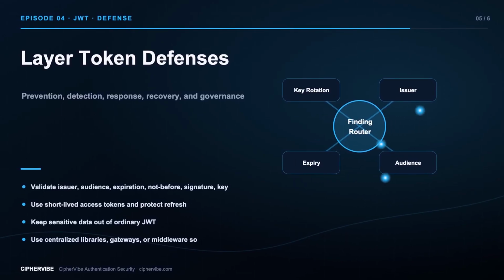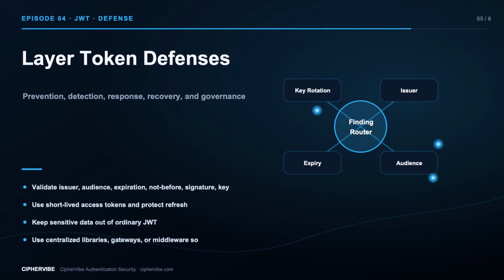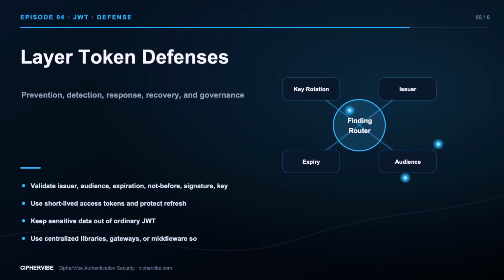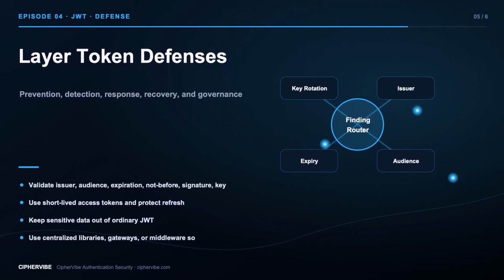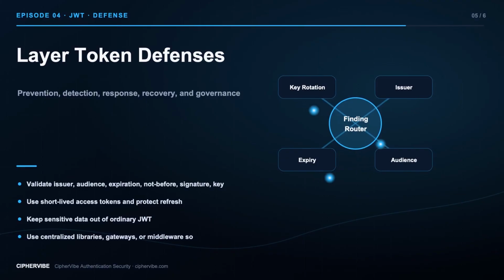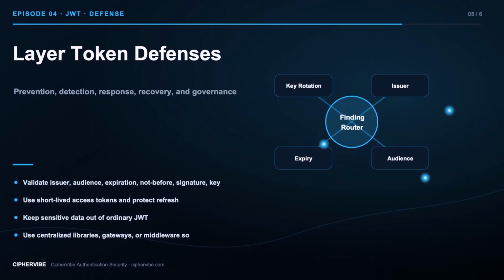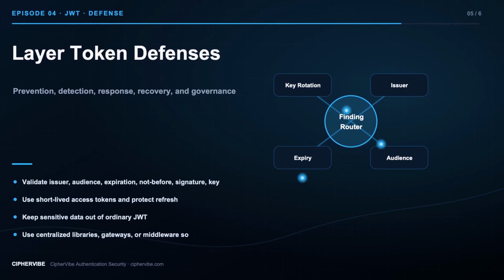Sixth, log token ID, issuer, audience, subject, verifier, validation failures, and authorization decisions without logging raw secrets. For each important risk, ask 5 questions. What makes the event less likely? What evidence would reveal it? Who can contain it? How will trustworthy operation be restored? Who owns the decision and accepts remaining risk?